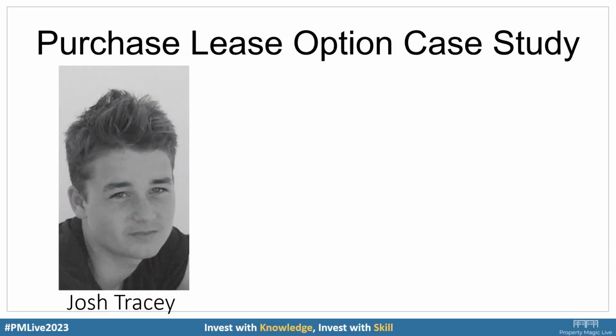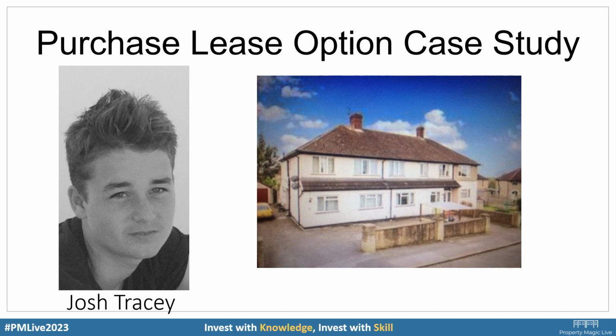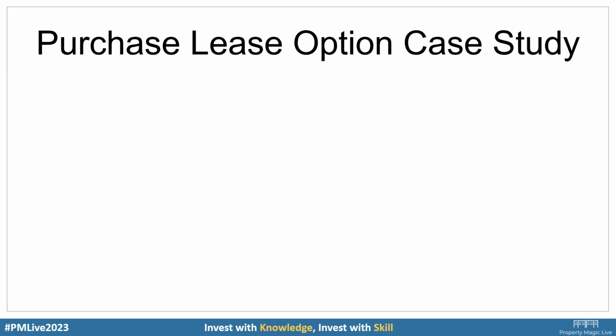Let me give you a very quick one. This is Josh. This is a large 13-bed HMO property in Oxford. Oxford is very expensive. People say, oh, you can't do options in expensive areas. We've done options in London, in Oxford. It's all about finding the right circumstances, which I'll come to in a moment. So this is the property.